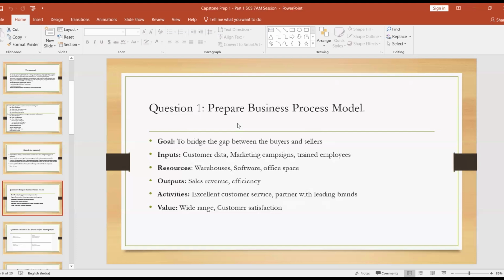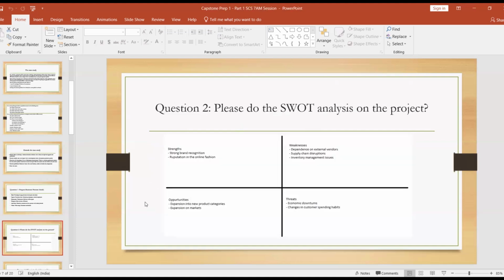So what is the next question? The next question is: please do a SWOT analysis on this particular project. For the same case study which will be given to you, you have to prepare a SWOT analysis for that particular case study.